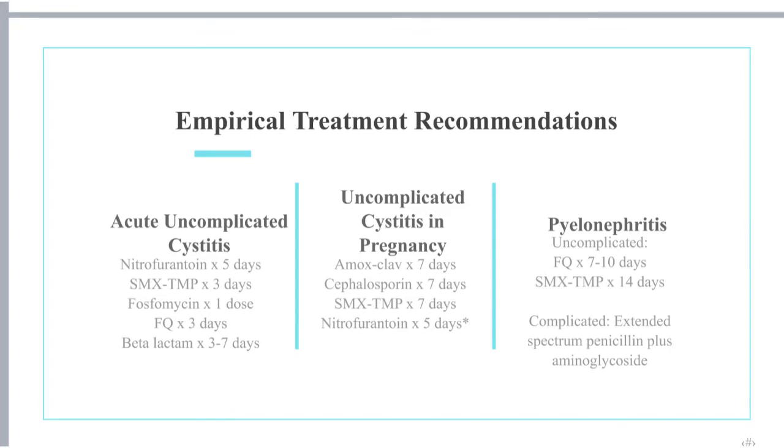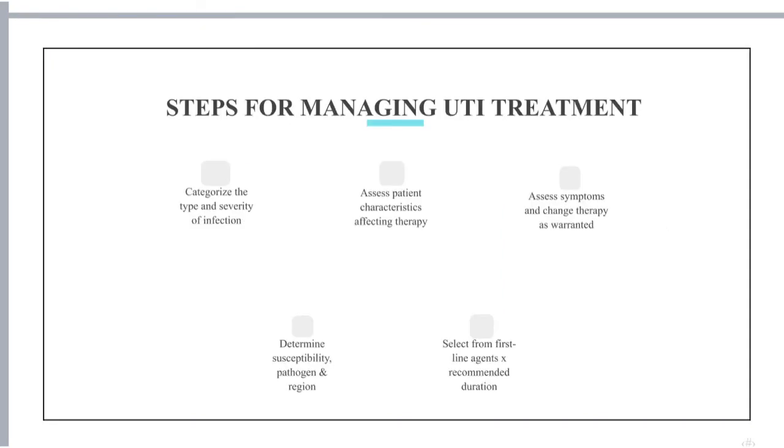For complicated cases of UTI or pyelonephritis, we do need to treat for longer periods of time, and we might need to admit the patient for IV therapy if they are very ill. We take a stepwise approach to managing a UTI. The first thing we do is categorize it as a complicated or uncomplicated UTI. Then we determine the susceptibility, the causative pathogen, or at least the usual causative pathogens in our region. We assess the patient for characteristics that may affect our drug choice.